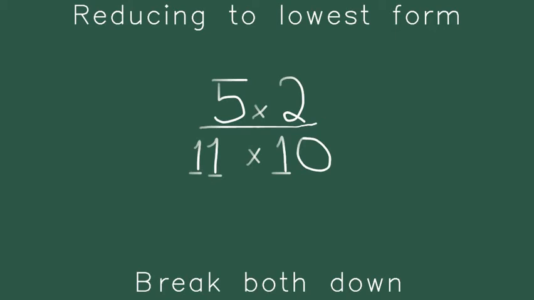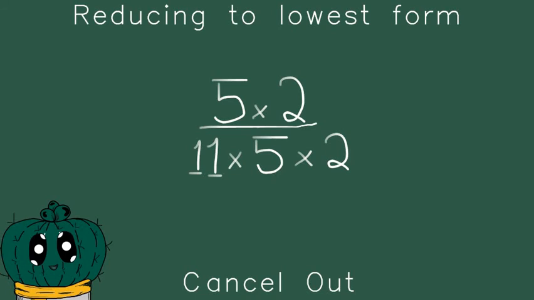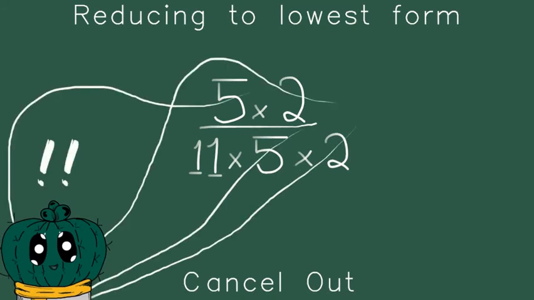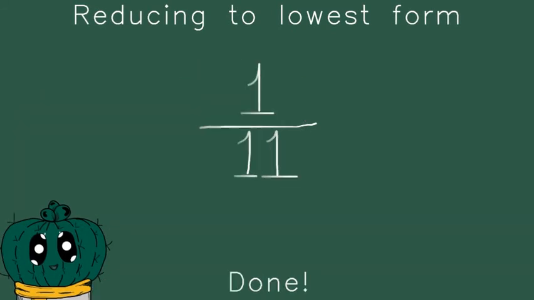So let's say you want to break it down even further. We have 10 over here. We can break 10 down. You can say it is equal to 5 by 2. And what do you do then? You cancel them out. And Mr. Cat is going to help us out with that. And we are done. We're going to say the answer is 1 over 11.